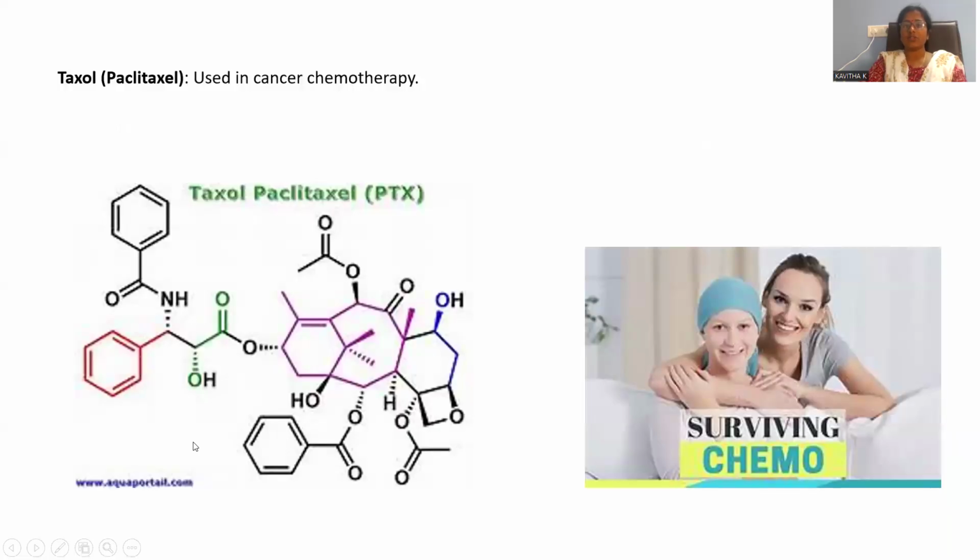Another one is called Taxol. Taxol is used in cancer chemotherapy. Chemotherapy means by injecting this kind of terpenoid into the human, we can effectively eradicate the cancer-related symptoms. Cancer tumors can be destroyed. So this is called chemotherapy. By using chemicals, by injecting chemicals, if you are curing the disease, it is called chemotherapy.